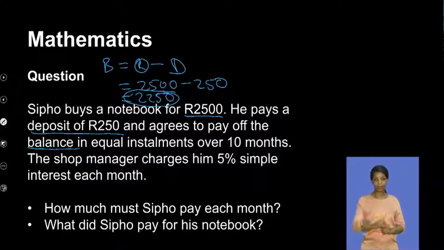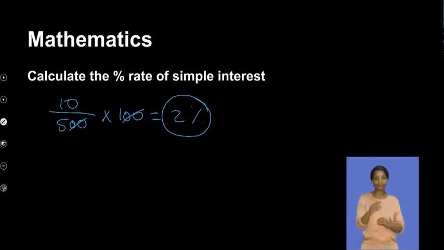And that's the balance that the person is going to pay off in equal monthly payments over 10 months. But the shop manager then says, instead of you just paying that 2,250, I'm going to charge you 5% simple interest each month. Remember, simple interest is simple growth. Now let's go to the previous slide and quickly talk about this.